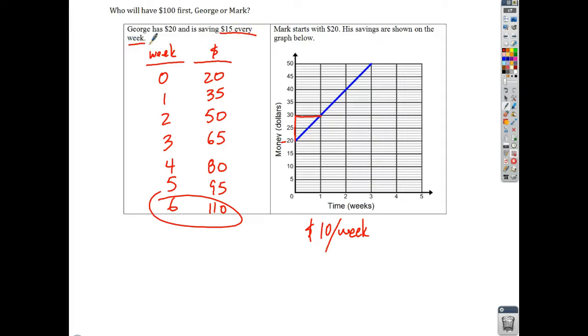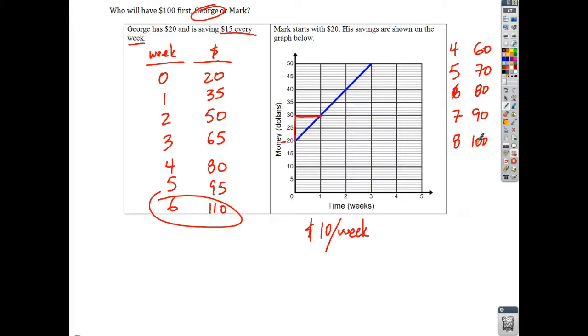So they want to know who's going to get to 100. In this case, George is going to be the one who gets to 100 first because it's going to take him 6 weeks to get to 100. And over here, let's see, 2, 40, 3, 50, 4 would be 60, 5 is 70, 6 is 80, and I could just stop here because after 6 weeks, he's already got it. He doesn't. But we'll keep going to see. 7 is 90, 8 is 100.